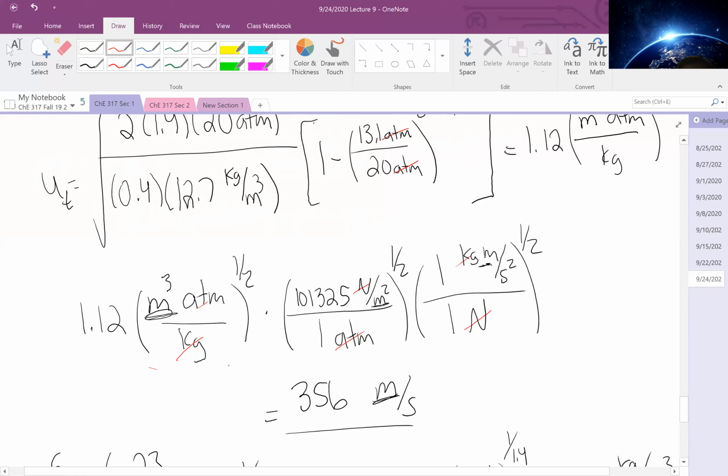Everything in these brackets is to the 1/2 power, so I can do my cancellations. The kilogram cancels, the atmosphere cancels, my Newton cancels. And so what I'm left with is that meters, and then my second squared here, which is also raised to the 1/2 power, and so I'm left with a second. So I end up with the proper units for velocity of meters per second. The only conversion I have to do in terms of calculation is multiplying my final 1.12 times the square root of 101.325.